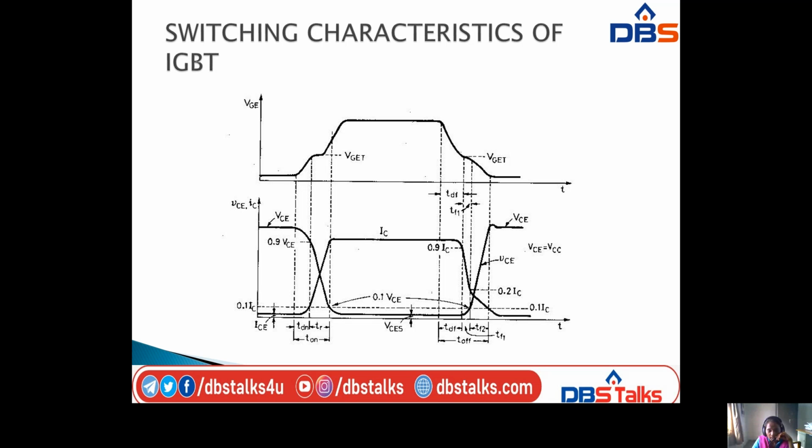And here VCE versus time. So the characteristics will be VCE. So at 0.9 here we have 0.1 VCE. Okay, so these curves will be like this. Okay, so at one time VCE equals VCC. Okay, so these are the switching characteristics of IGBT.